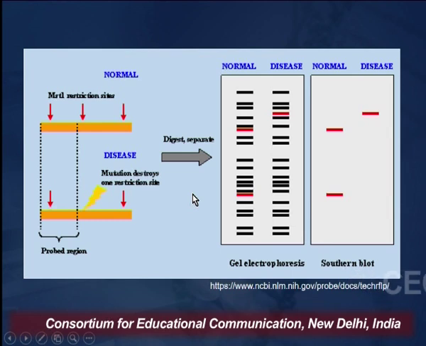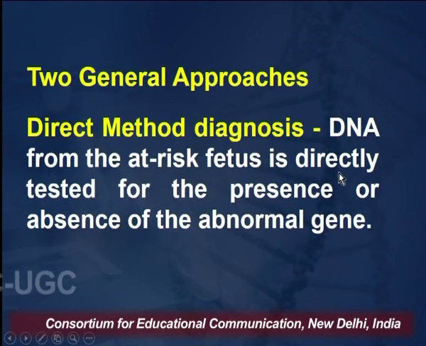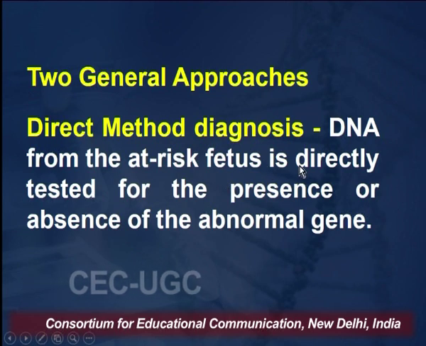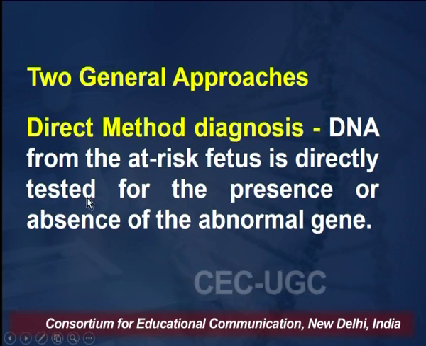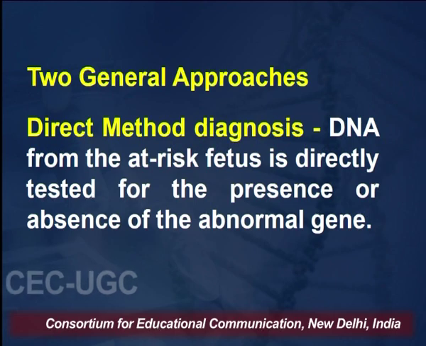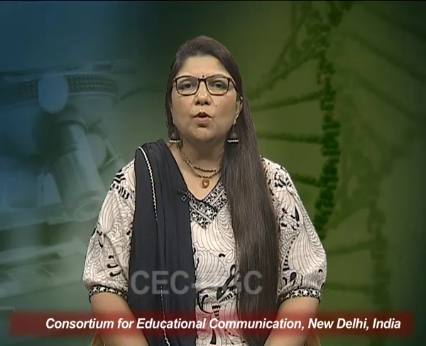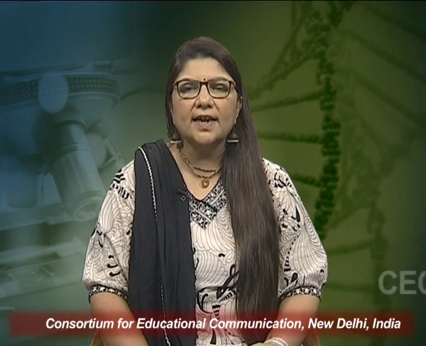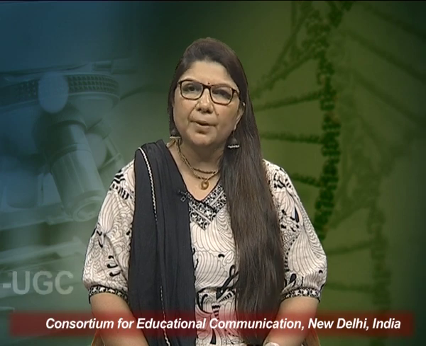Now, when we talk about diagnosis, there are two general approaches. One is a direct method diagnosis. In the direct method diagnosis, DNA from the at-risk fetus is directly tested for the presence or absence of the abnormal gene. Now, what do you mean by at-risk fetus? At-risk fetus is identified based on the pedigree.